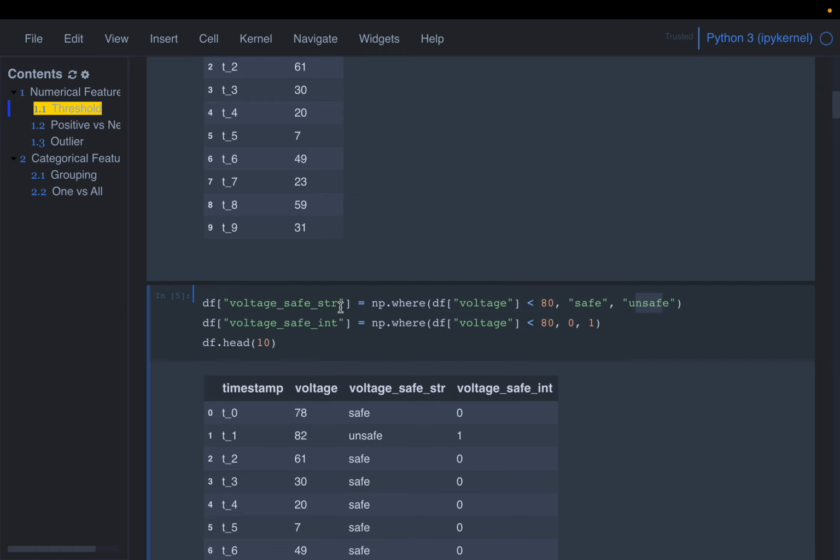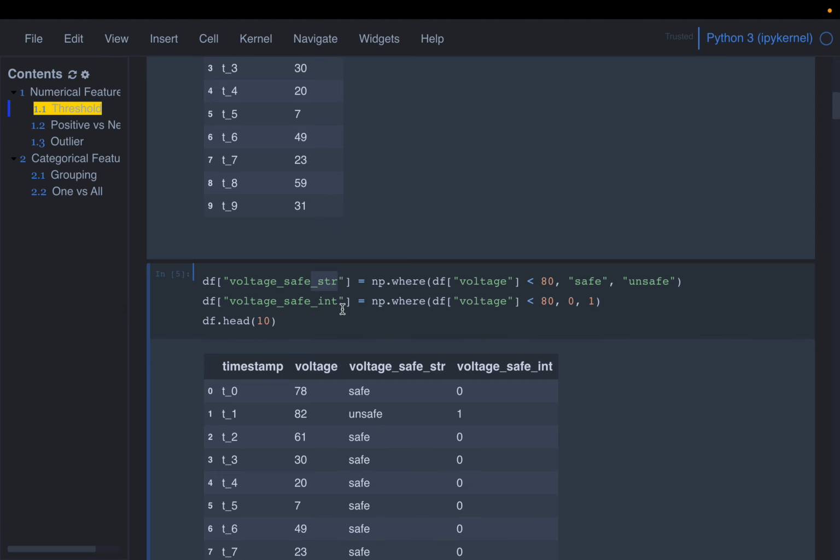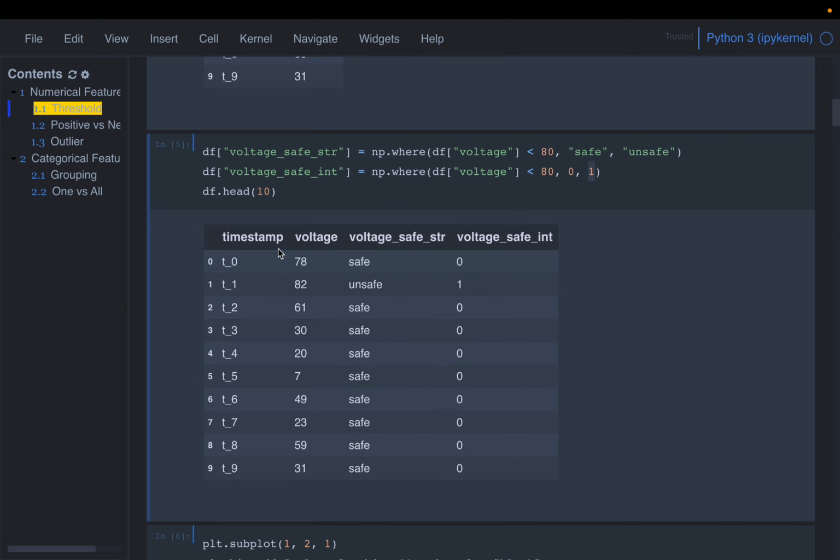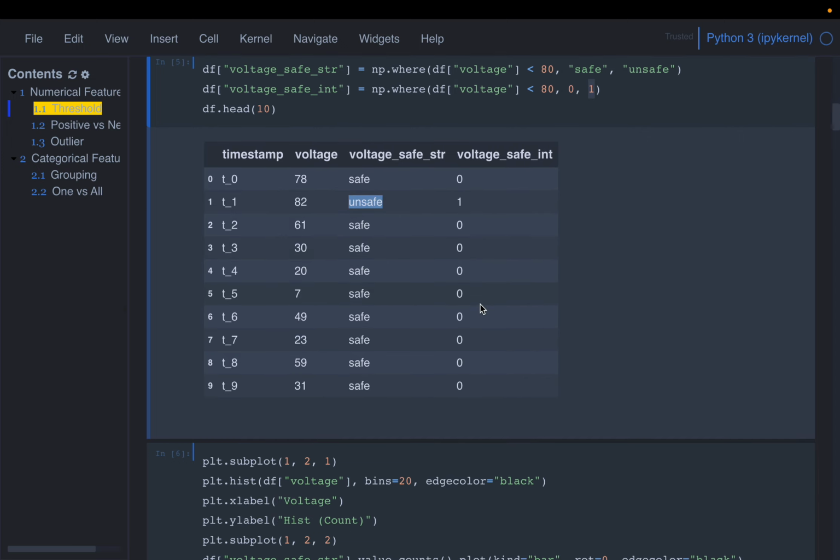Here we have created a string. We are doing the same thing, but instead of a string, here we have created an integer. So safe means 0, unsafe means 1. Then the transformed data frame looks like this. As you can see here, whenever the value is below 80, it's safe, and whenever it is above 80, it's unsafe. And you can see the mapping between safe and unsafe, 0 to 1.